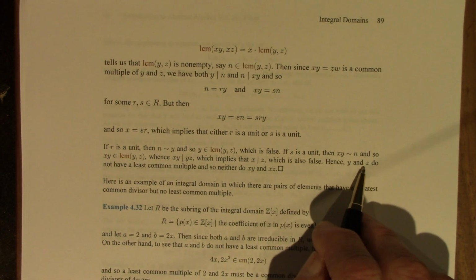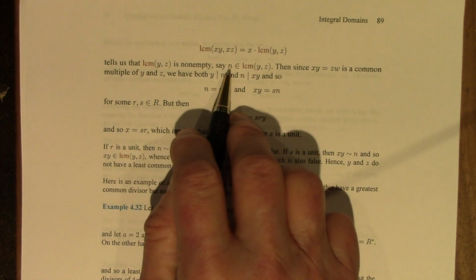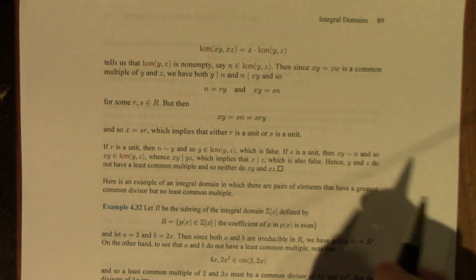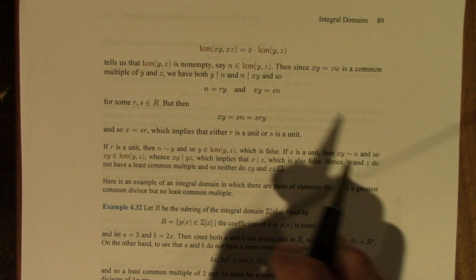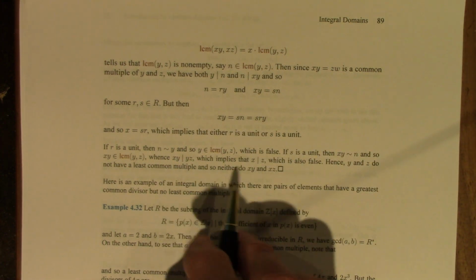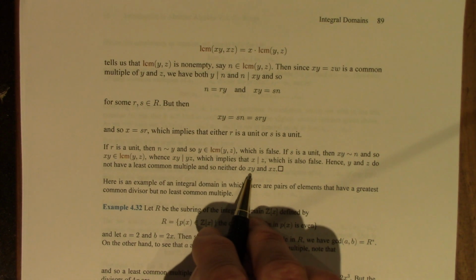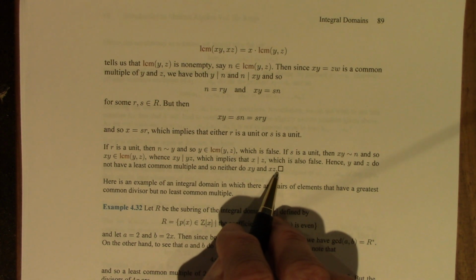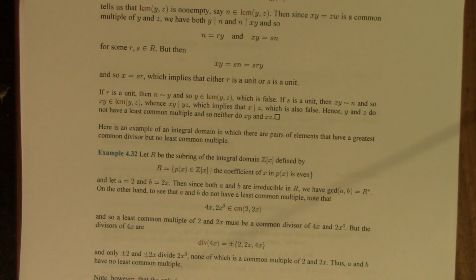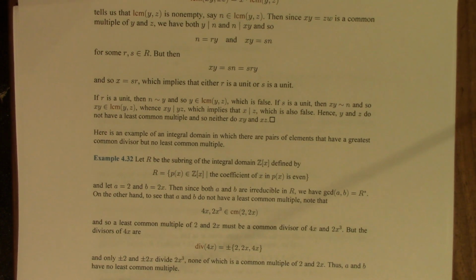So y and z do not have a least common multiple. There is no n. And so we have a contradiction, and so neither do xy and xz have a least common multiple. So there we have two elements in this quadratic domain that have no greatest common divisor and no least common multiple.